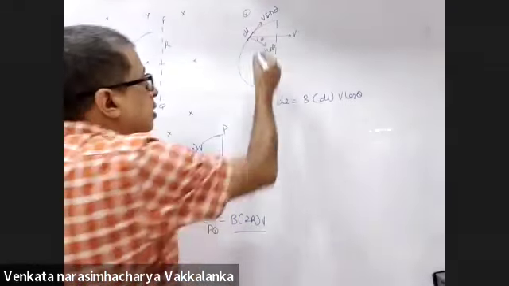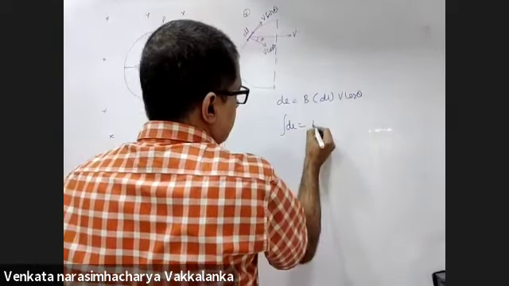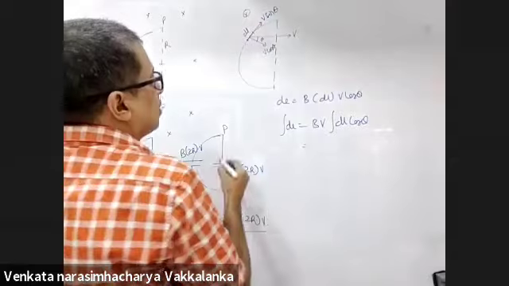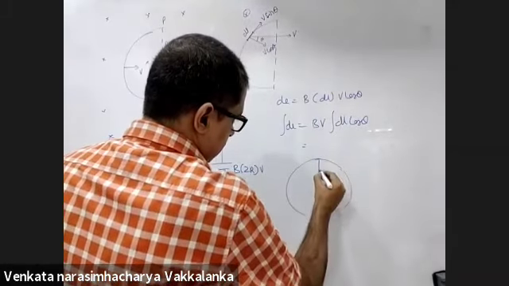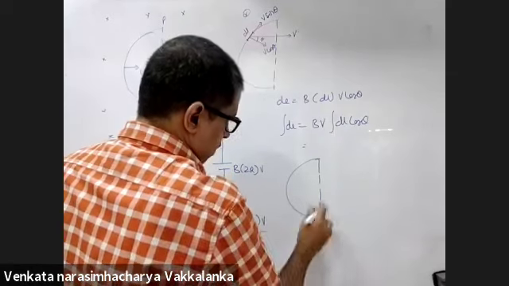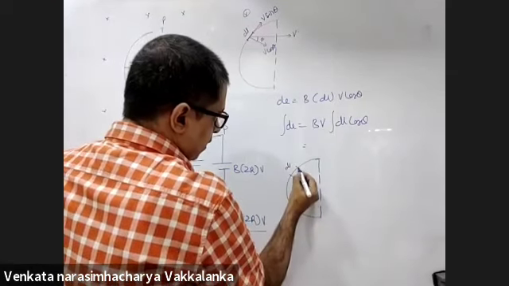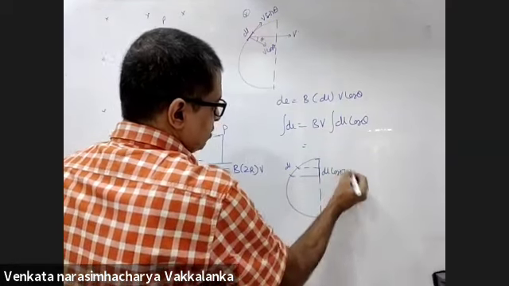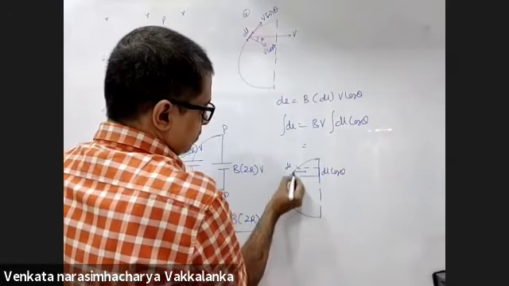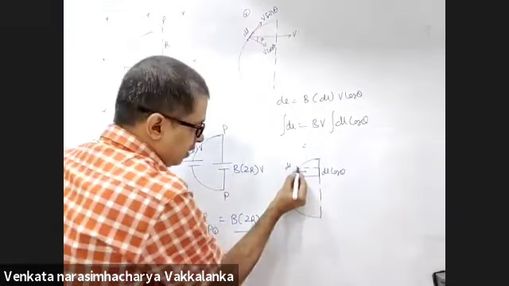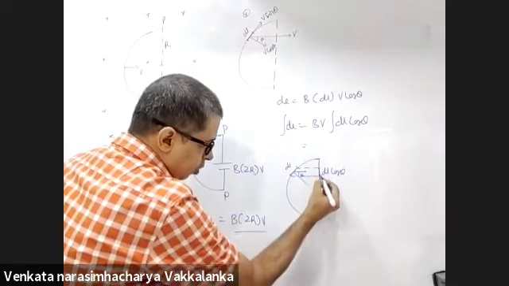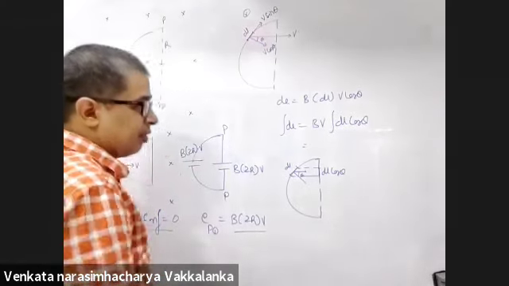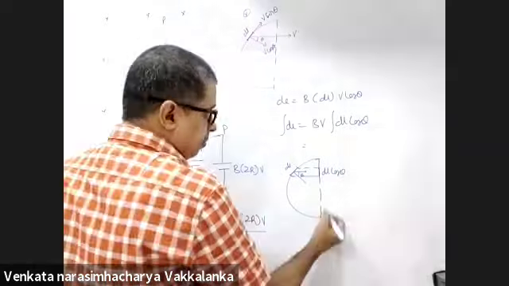Yes, sir. Now, summation of this dE will be B V integral dl cos theta. If this is dl, can I consider this to be dl cos theta? This is theta. If this is dl, this will be dl cos theta. Yes or no? Yes. Integral dl cos theta, will it be 2r?